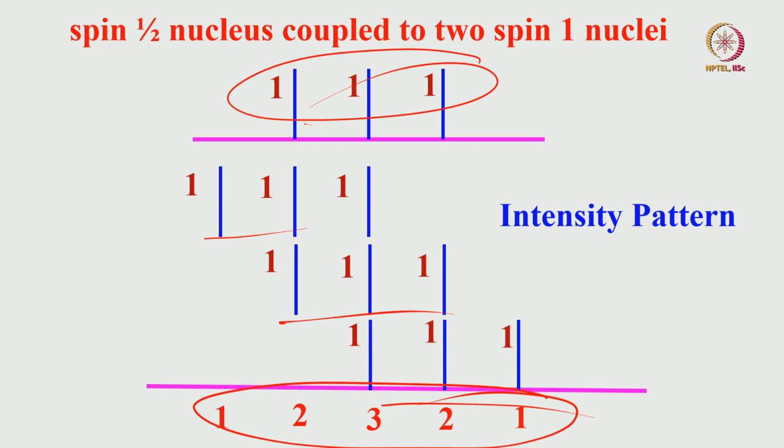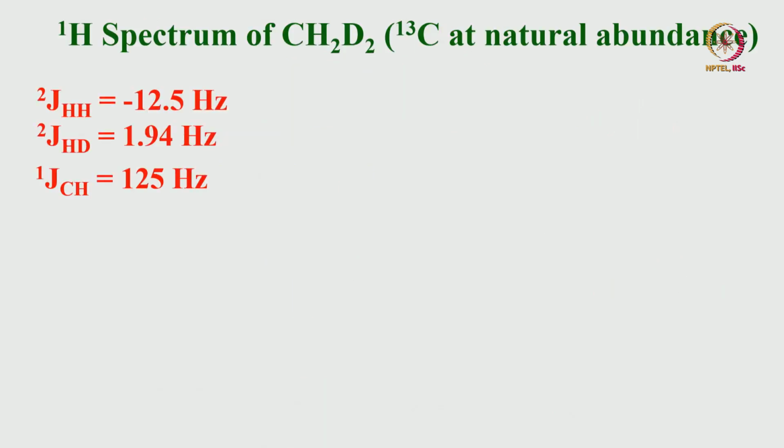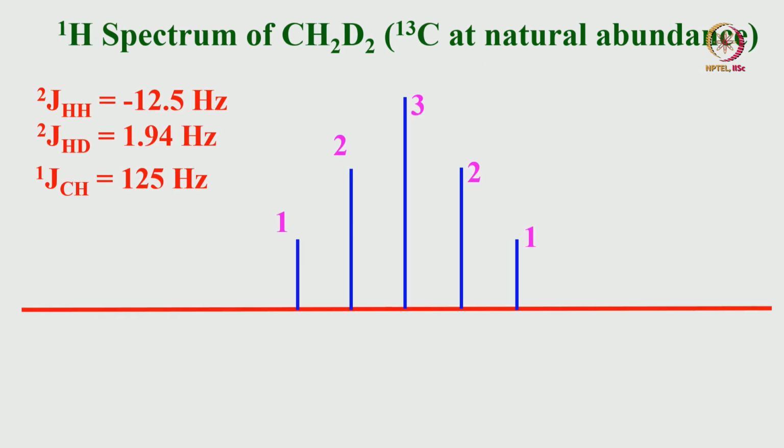That means, if proton is coupled to 2 deuterium, you are going to get 5 lines. But what is the intensity pattern? Intensity is 1, 2, 3, 2, 1. That is what you are going to get. If the proton is coupled to deuterium, you are going to get 5 lines of intensity 1, 2, 3, 2, 1. And this is how the spectrum comes. Proton is coupled to deuterium, and this should be the proton spectrum if I simulate it.